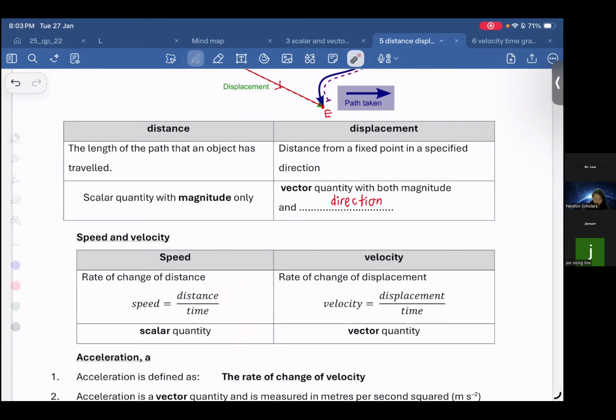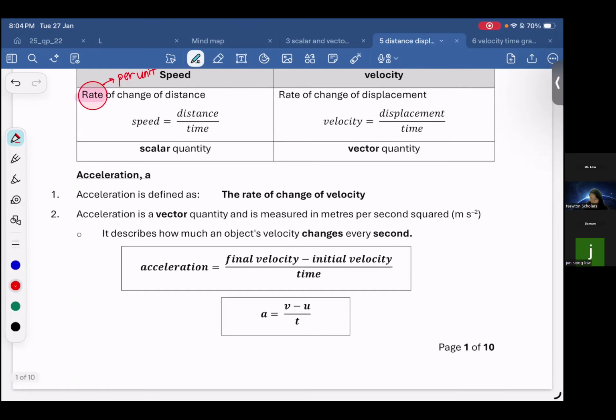Can you see that in mathematics, you must know about rate, R-A-T-E? Rate means per unit time. So distance per unit time, displacement per unit time. We say rate of change of displacement. So that is velocity. Then here, acceleration.